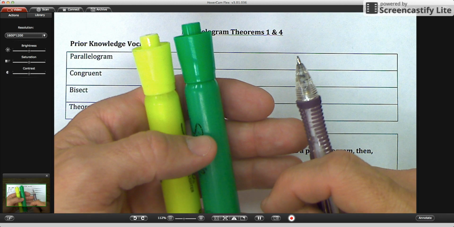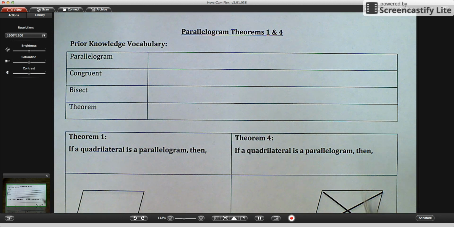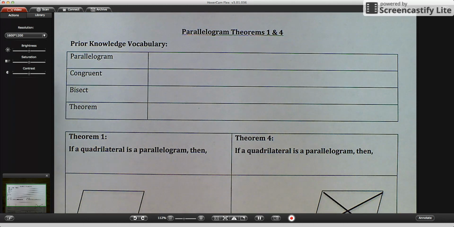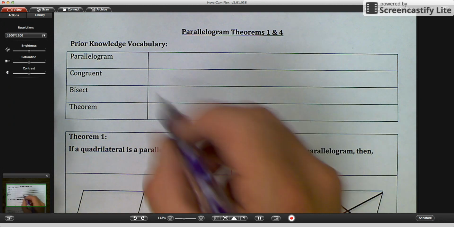a pencil today. Okay, make sure you have a good eraser. And if you want to, you can print this page off. It was attached in School Loop so that you can have it for your notes. And let's get started on our prior knowledge vocabulary.